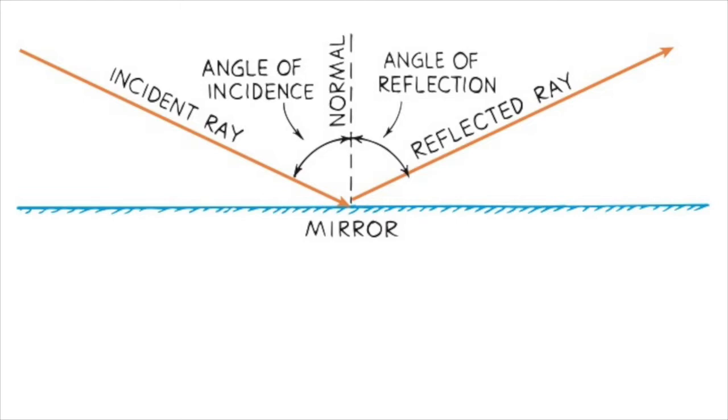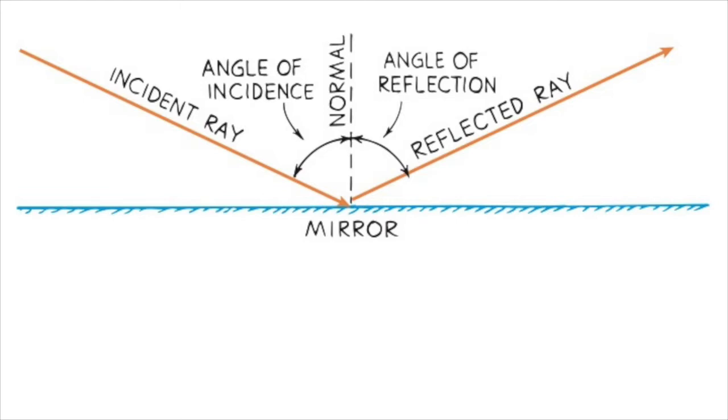Incident rays and reflected rays make equal angles with a perpendicular to the surface called the normal, as shown in figure 29.3. The angle between the incident ray and the normal, called the angle of incidence, is equal to the angle between the reflected ray and the normal, called the angle of reflection.